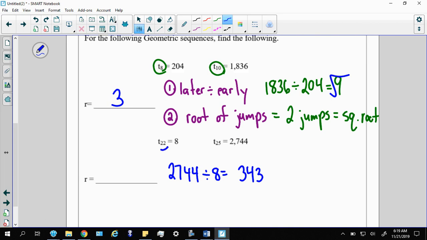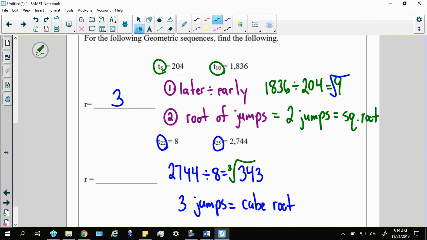Now, I'm at my 22nd term, which is 8. I'm at my 25th term, which is 2,744. So that is 3 jumps. Now, 3 jumps is equal to a cubed root. So I'm going to take the third root of 343.